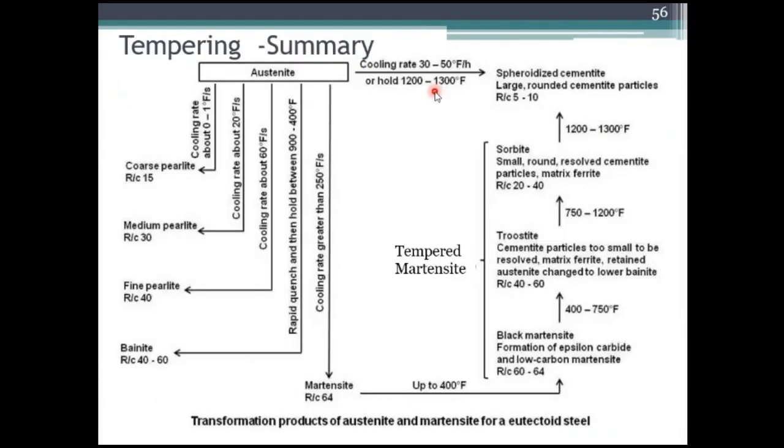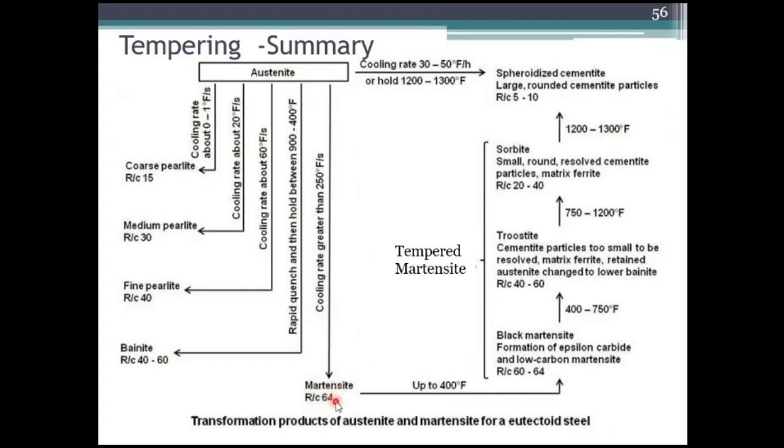So see here, this will give you a clear picture. When you take an austenite, at the rate at which it is cooling, for example, a cooling rate from 0 to 1 degree Fahrenheit per second, it will be forming a coarse pearlite. Similarly, at around 20 means medium pearlite. At around 60 means fine pearlite. Similarly, rapid cooling will yield around 40 to 60. If it forms martensite, it will go to a maximum of 64.